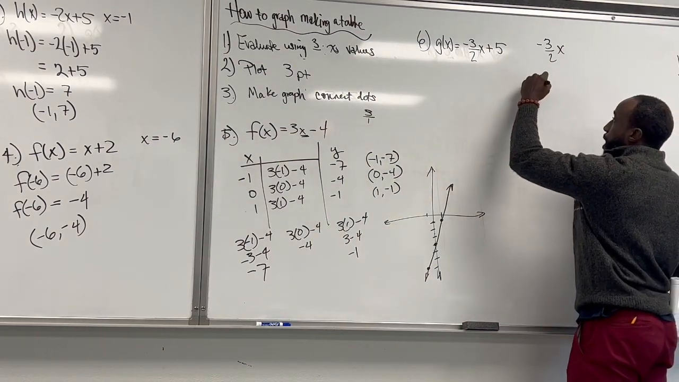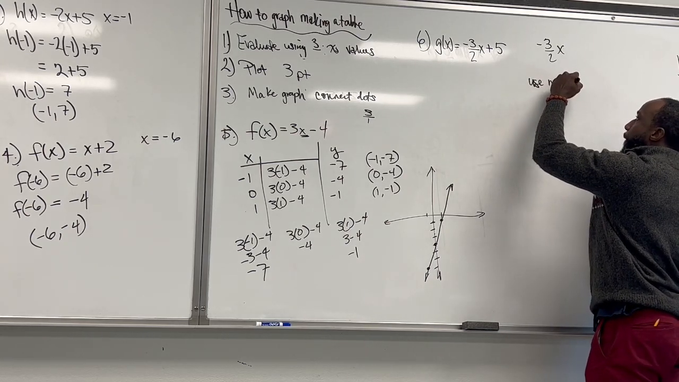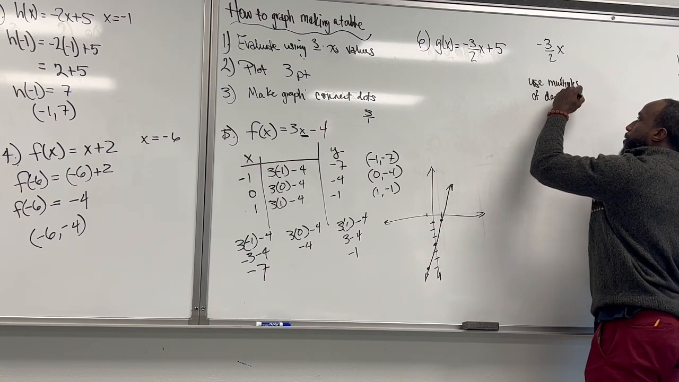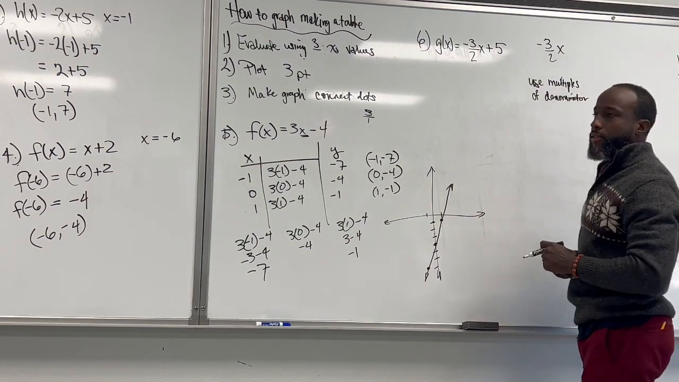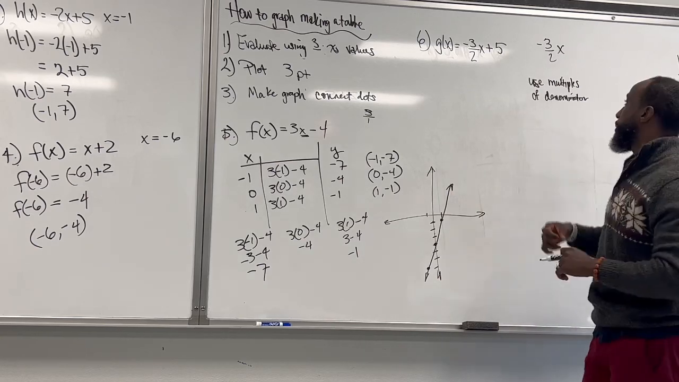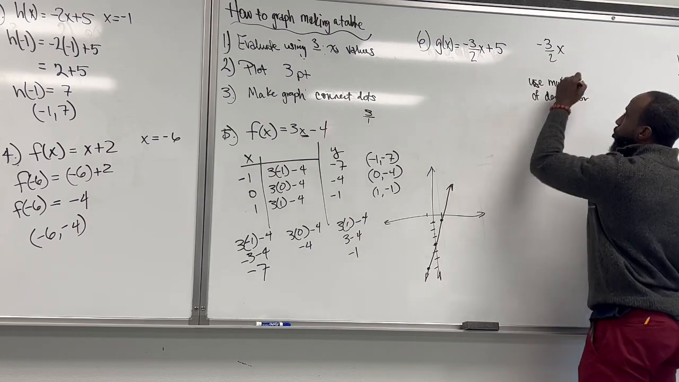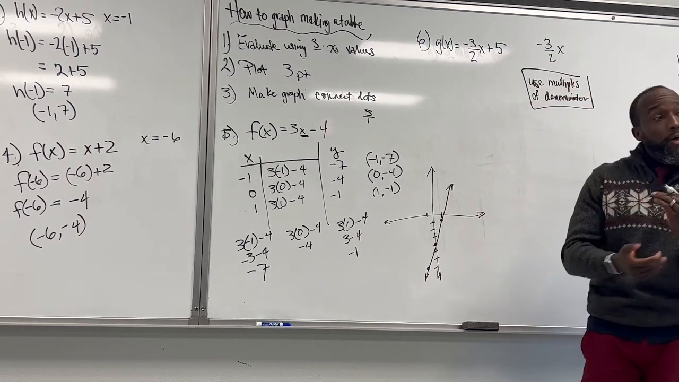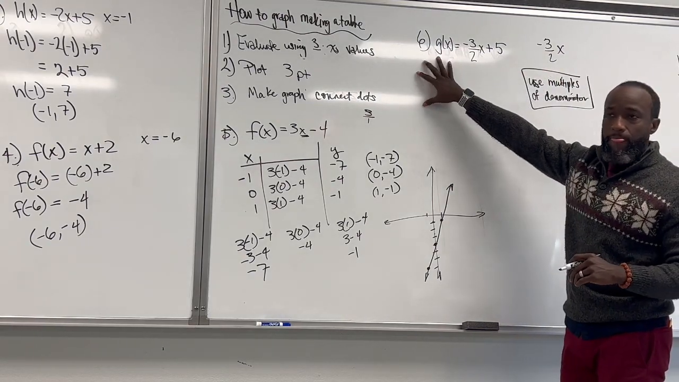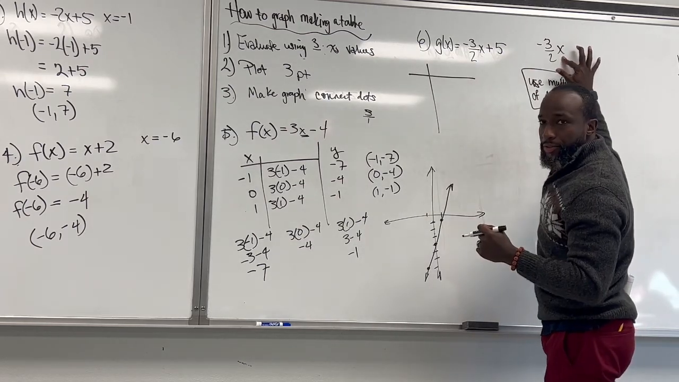you want to use multiples of the denominator. Does everybody know what a denominator is? Yes? What's the denominator? 2 is the denominator, the bottom number of a fraction. So for your input values, use multiples of the denominator. So you use multiples of 2 so that you'll get whole number output values, right? So in our table, if we use multiples of 2, what will we use?